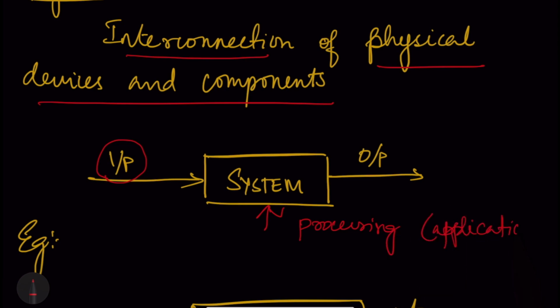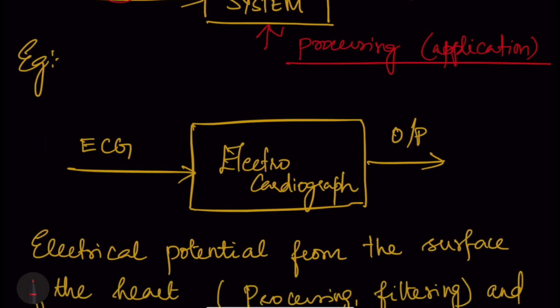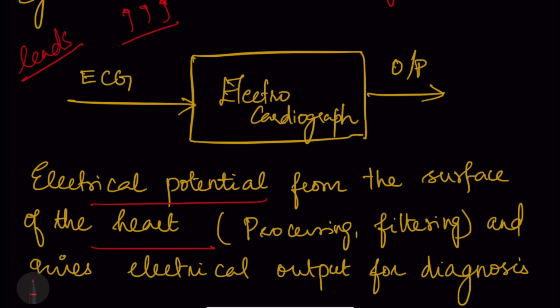For example, you take an ECG, electrocardiograph. What happens exactly in an electrocardiograph? What will be the input? You will have a number of leads which have been placed on the patient, and the electrical potential from the surface of the heart will be given as the input. You will have a number of leads, right? All these leads are fixed on the patient, and that is given as the input to the system. What exactly happens in the system? It does all sorts of processing and filtering, and in turn it gives us the electrical output for diagnosis.